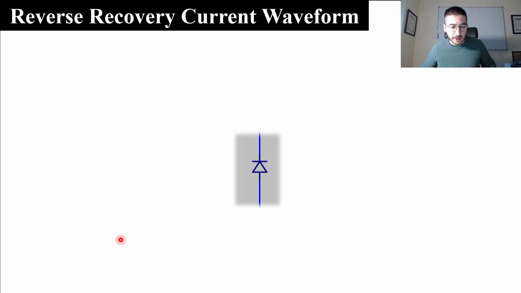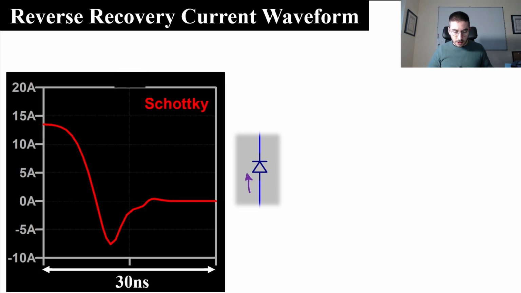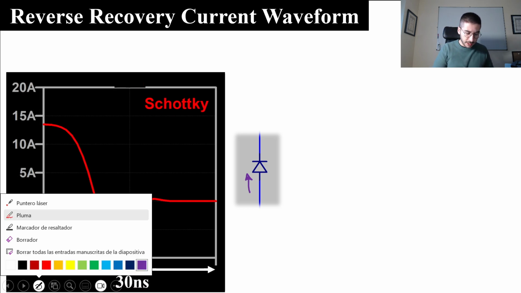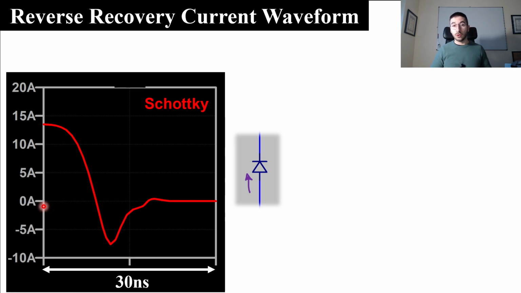Let's talk about the reverse recovery current waveform. In this case, what we are going to do is to evaluate this current during the turn off of the diode, which in other words is during the turn on of the MOSFET. So here we have the results of the Schottky diode. We already talked about this result in previous videos.